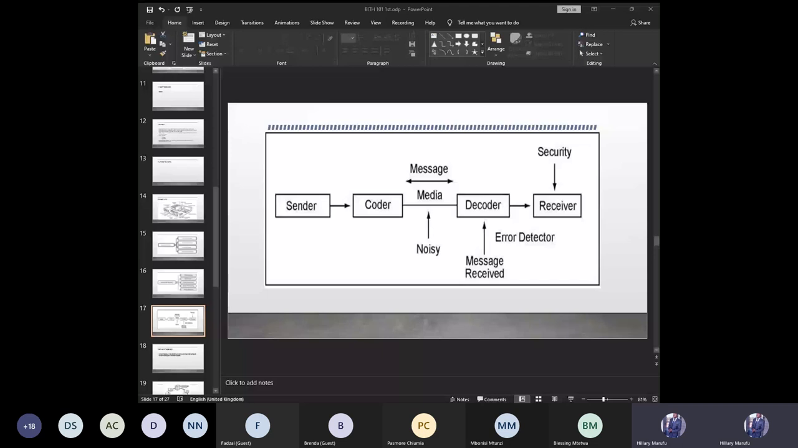So the sender, I'm trying to talk to you. My phone encodes whatever it is that's there. Then your phone or your computer decodes from there. And in between, there's something called noise. Noise comes in all forms and sizes. It could be actual noise, it could be electromagnetic noise, it could be anything that generally disrupts communication. We are in agreement. It's just anything that disrupts communication.